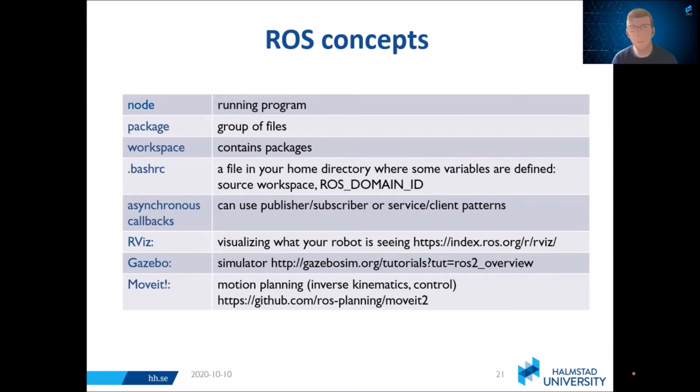ROS concepts, okay. So a node is a running program, a package is a group of files, and you work with that in your workspace. There's a file in your home directory called .bashrc with some important variables that you can set there. If you want to source stuff, you can do it there.